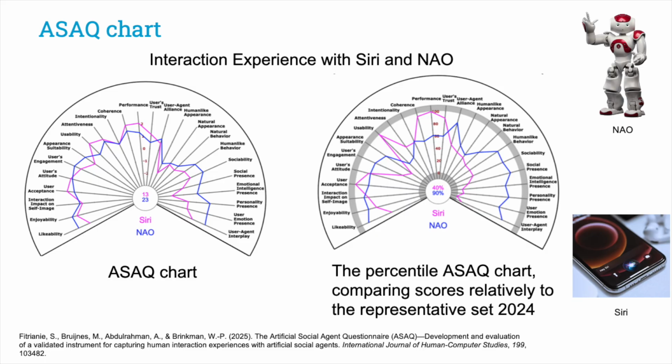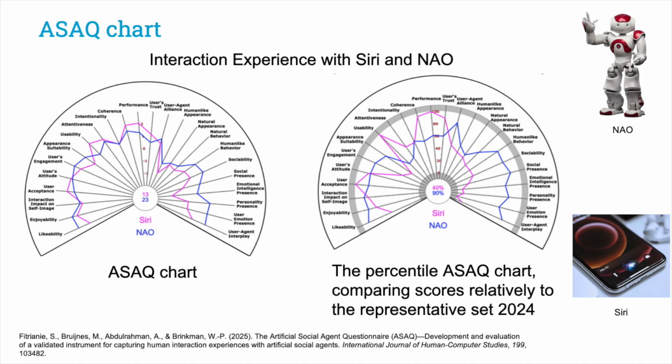Then, for reporting it, we also support an ASAQ chart, in which you can see in one view the scores on all of the 24 construct dimensions. The ASAQ chart is represented on a scale from -3 to 3, so it's the absolute scale, you could say. But we also have the ASAQ percentile scores, set compared to the 2024 data set. There you can see how it compares to other agents that we have.